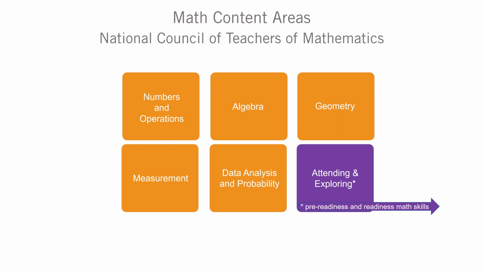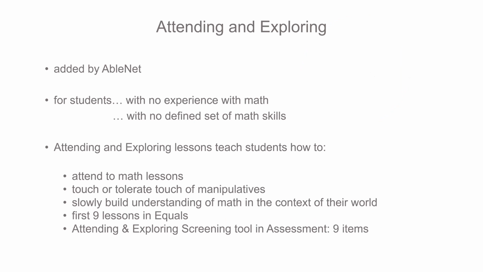There are 6 math content areas in Equals. The first 5 in orange are from the National Council of Teachers of Mathematics: numbers and operations, algebra, geometry, measurement, and data analysis and probability. Attending and exploring is the 6th content area, added by AbleNet. We included it for those students who need a very specific place to begin because they either have no experience with math or no defined set of math skills.